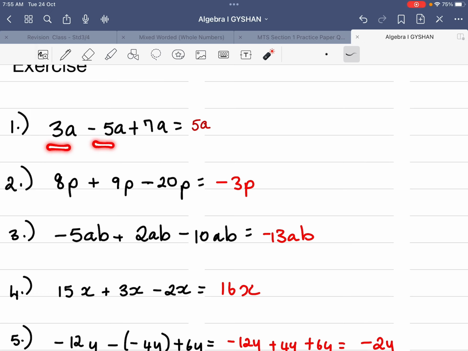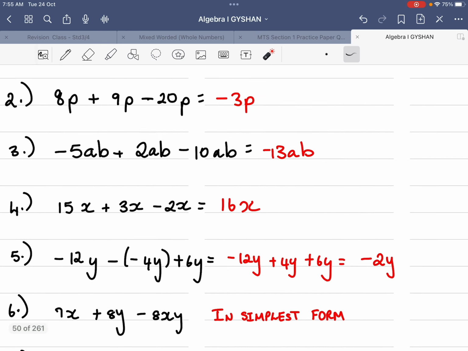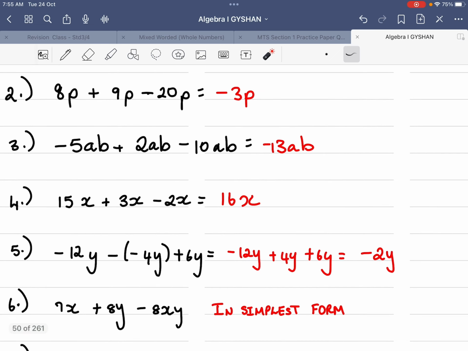Three minus 5 is minus 2. Minus 2 plus 7 is 5, so that's 5a. Number 2 is straightforward. Number 3 is straightforward. Number 4 is simple. Number 5 is simple.